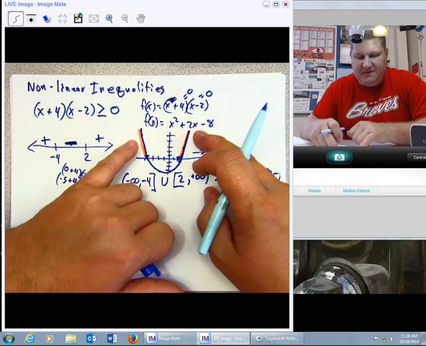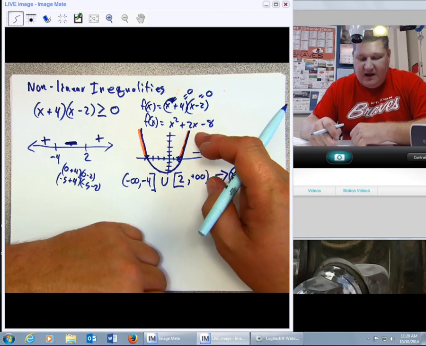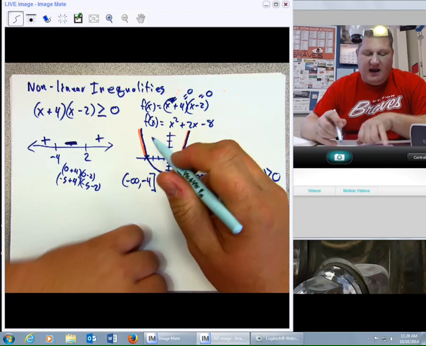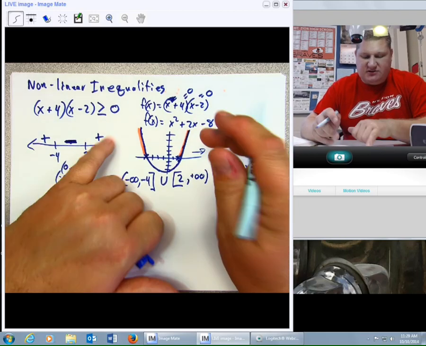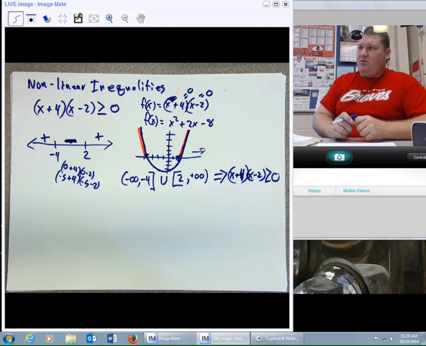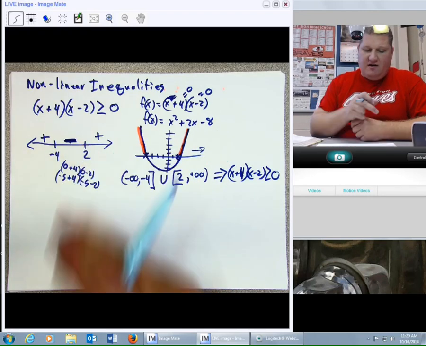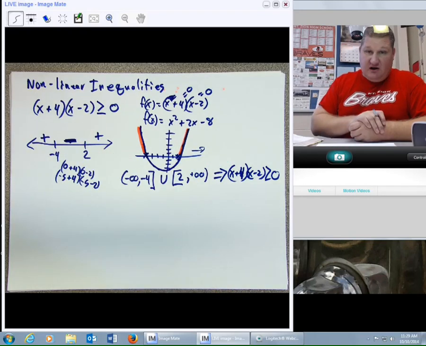In this case, we graphed it because it was fairly easy to graph. And we say, well, there it is, and there it is. And it matches. These two areas are the same as these two areas. So that is solving nonlinear inequalities. It's either by graphing or the number line numerical method. Either one of those is just fine.